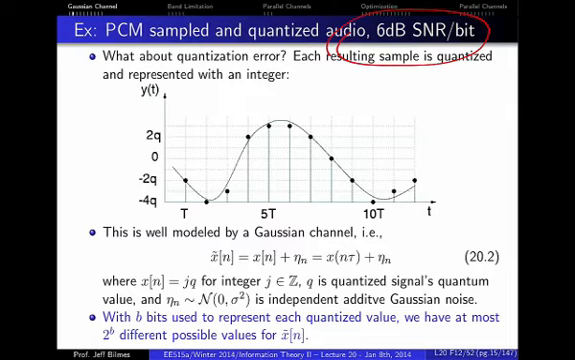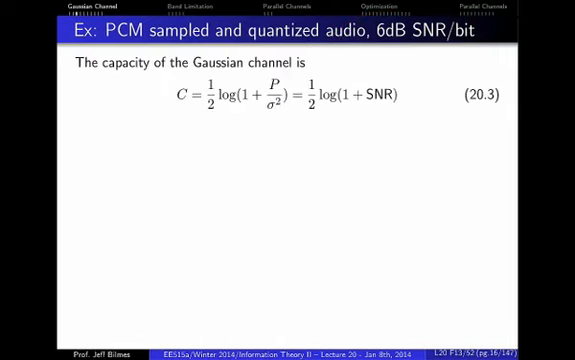On the other hand, I'm willing to answer that question if you're interested, but at least all 20% of you. But what we're going to do here is get this 6 dB signal-noise ratio per bit result from the Shannon capacity. So here's the capacity, the thing that we just derived.